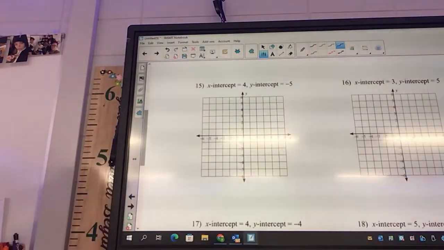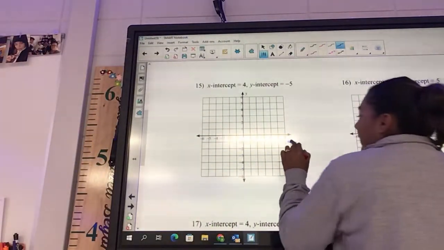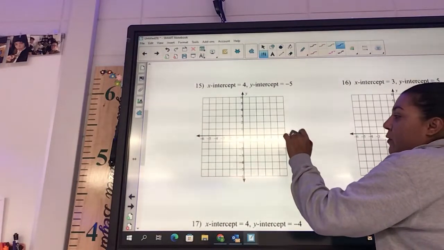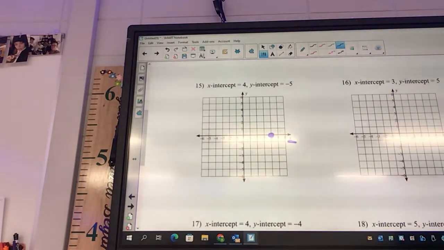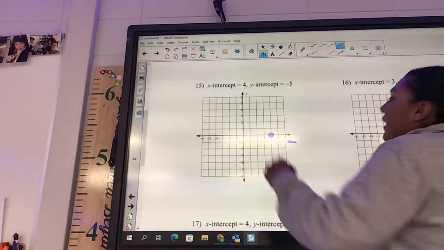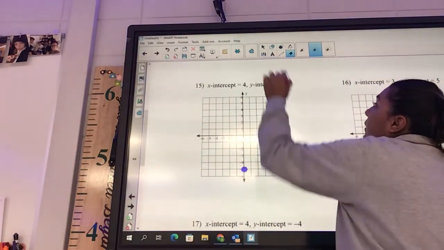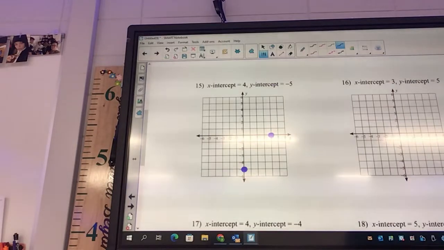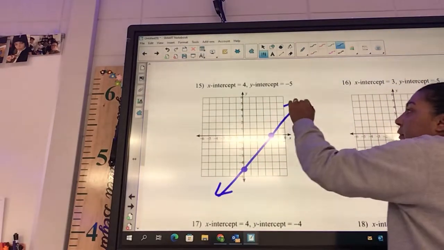Okay, look at 15. What is our X-intercept? 4. It's at 4, so we're gonna find the X line, that's this one, and go to where it's 4. And we put our dot. The Y-intercept is at -5. Okay, and we're gonna draw our line.